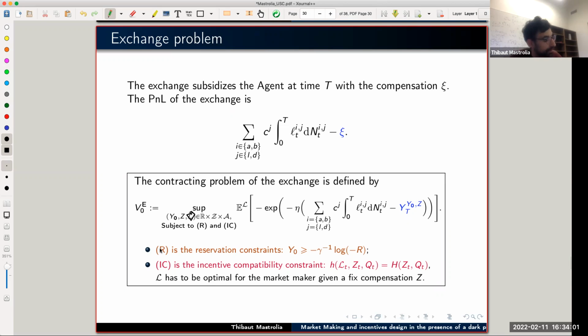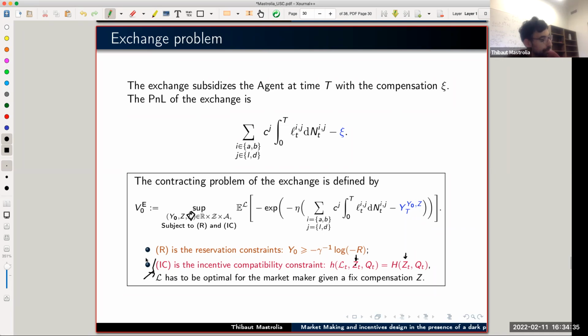So what I mean is that these volumes are such that they are optimal for the market maker given a compensation Z. So given a compensation Z, you propose to the market maker volumes which are optimal for him. So this is just a two-step optimization. First, you solve the market maker problem when Z is fixed. So you characterize the optimal quotes of the market maker as we did before. And you take into consideration all the optimizer L with respect to Z in the problem of the exchange.